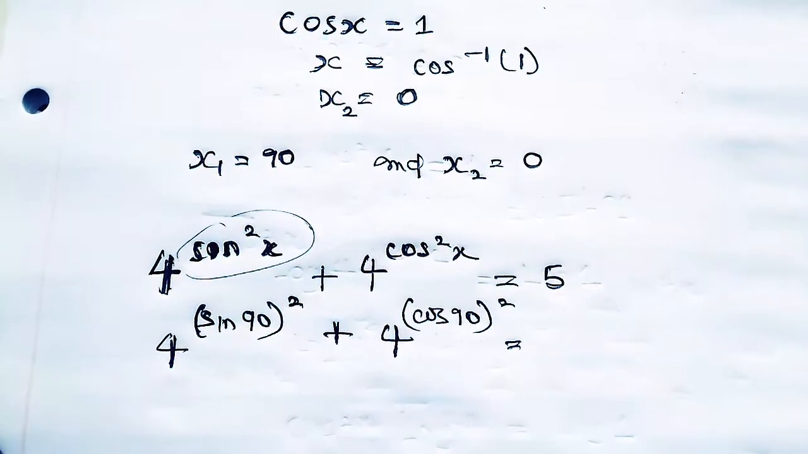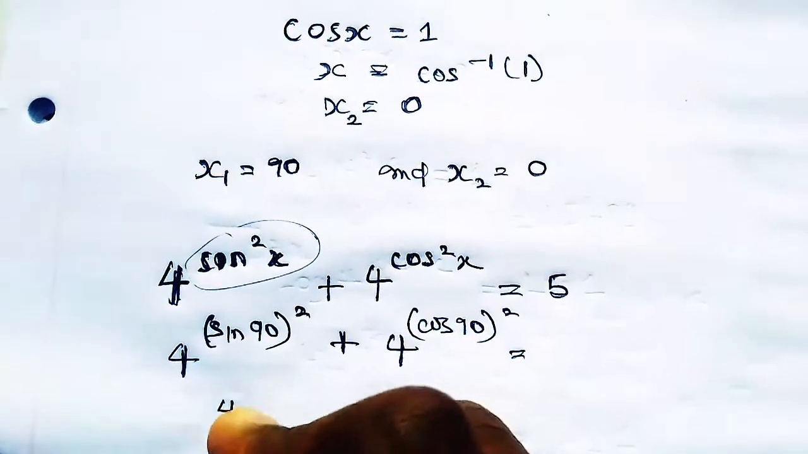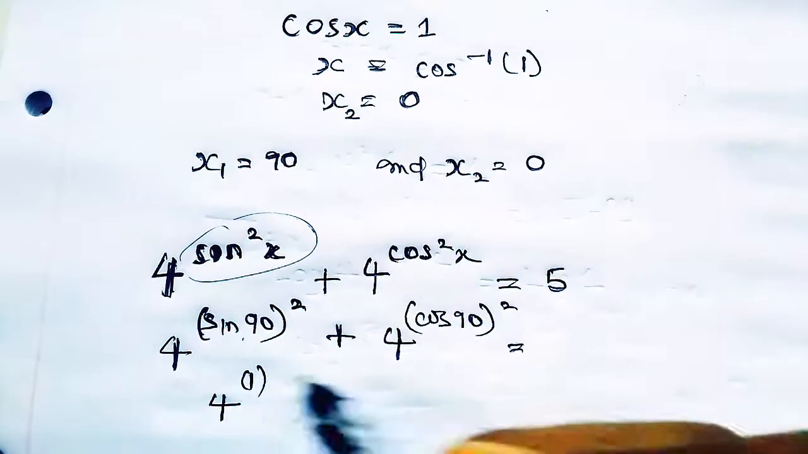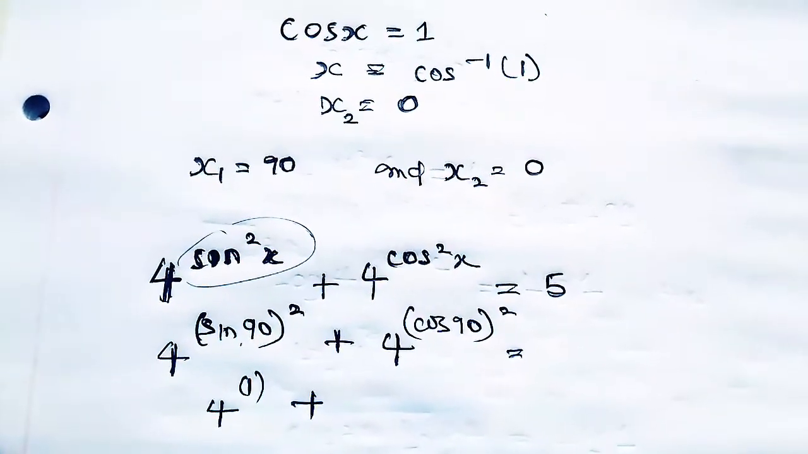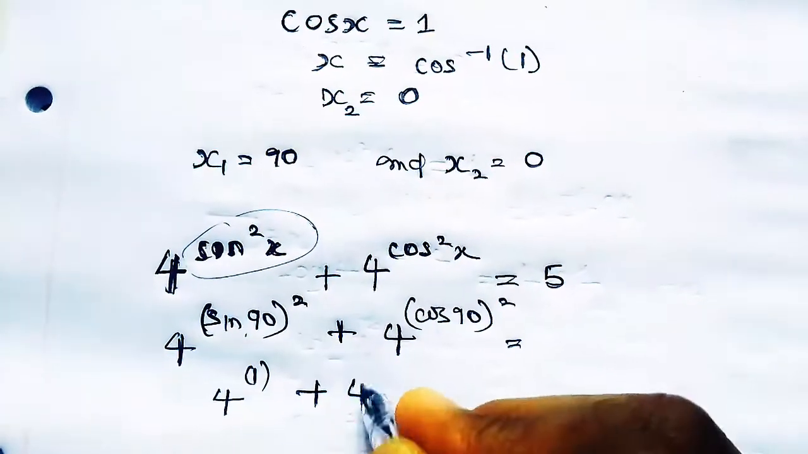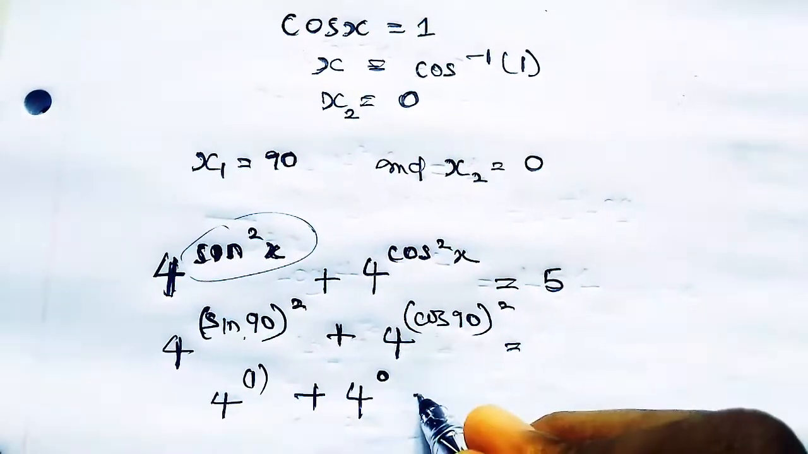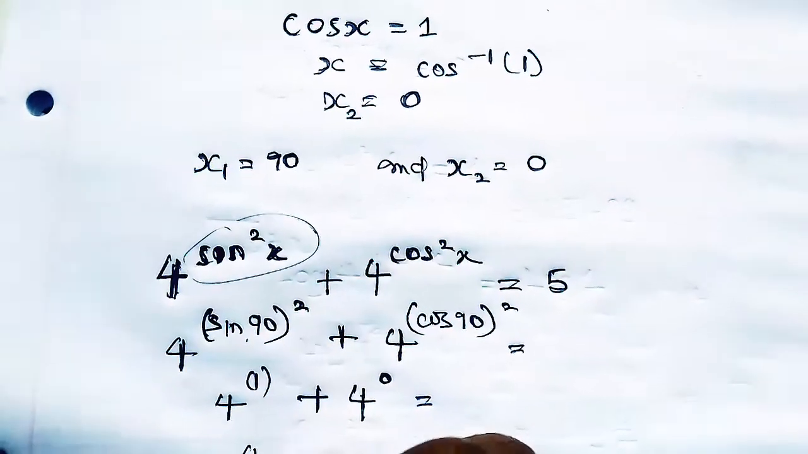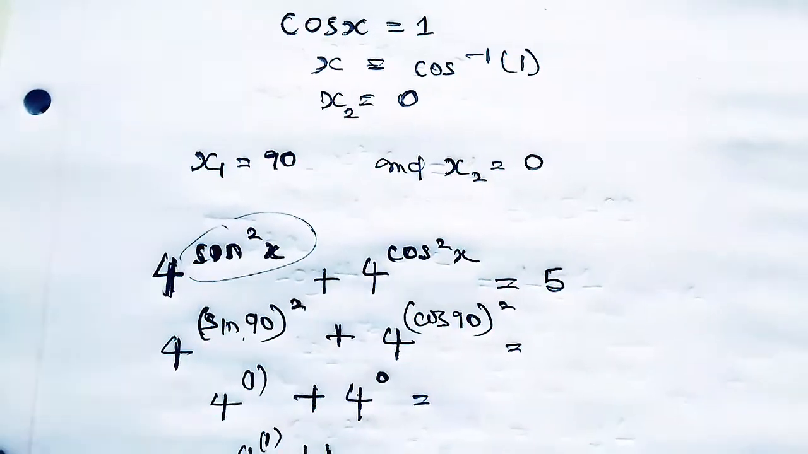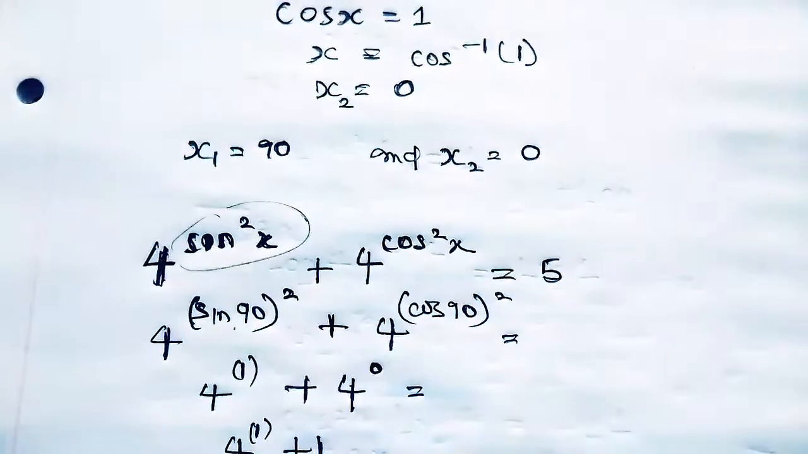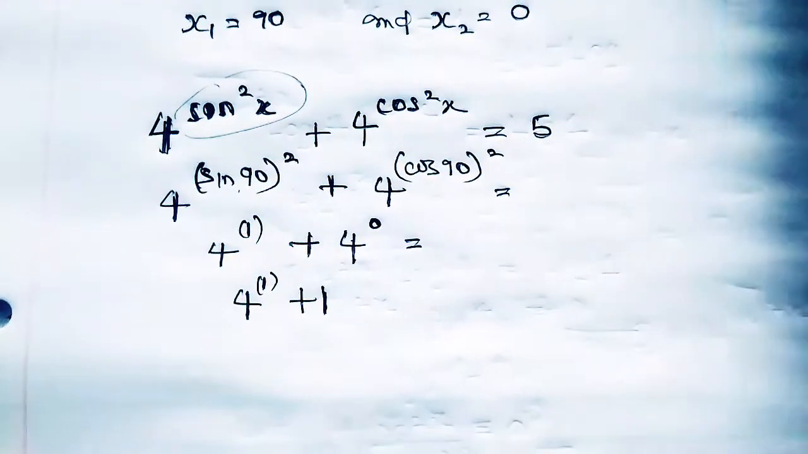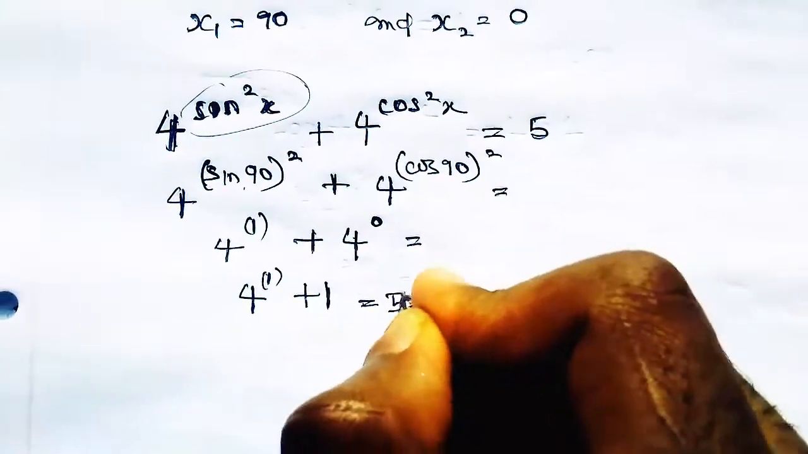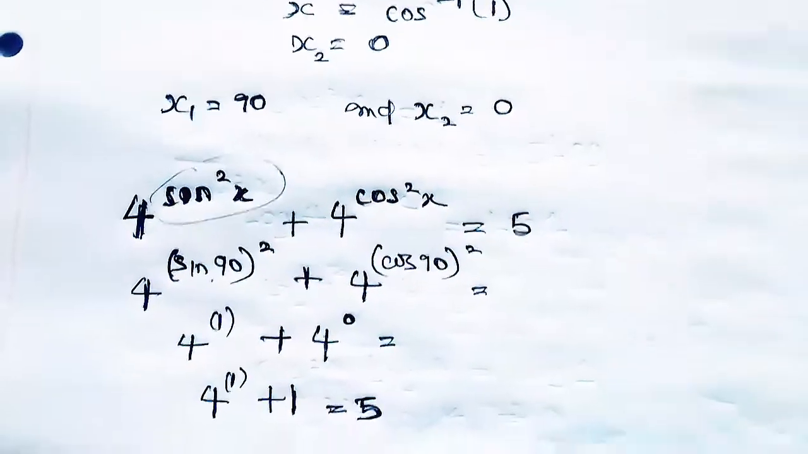So sine 90 is 1, right? So this is 4 raised to power 1, and 1 squared is also 1. Plus cos 90, that is 0. So cos 90 is 0, and 0 squared is also 0, so 4 raised to power 0 is 1, right? So we're left with 4 raised to power 1 plus 1. And 4 raised to power 1 is 4, plus 1, we have 5. So we are correct.